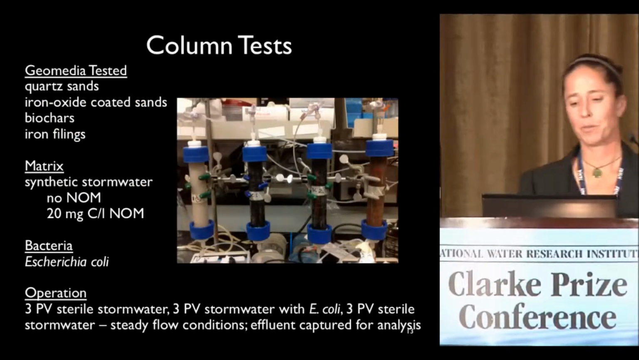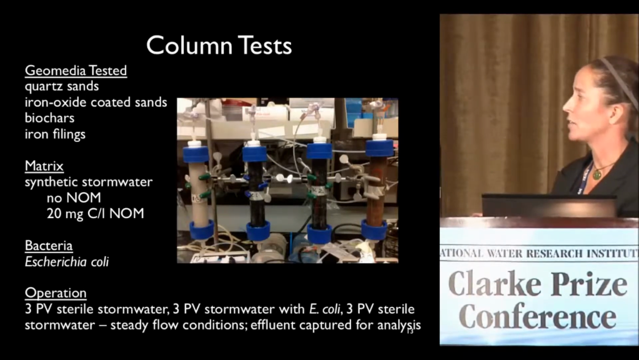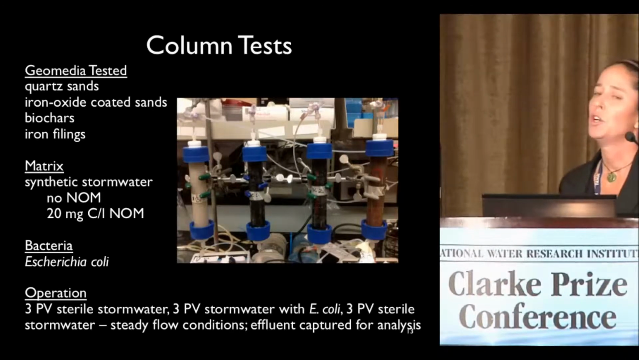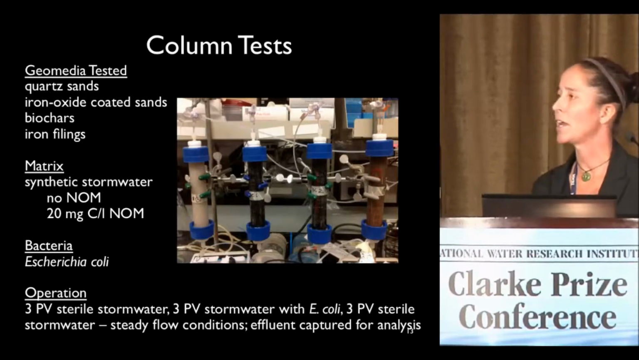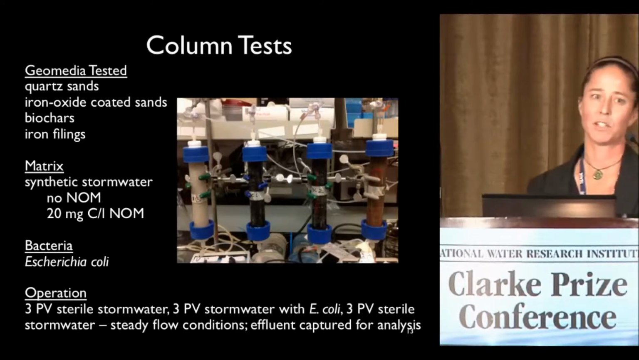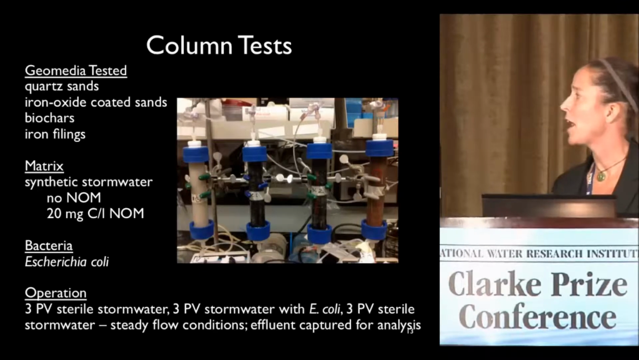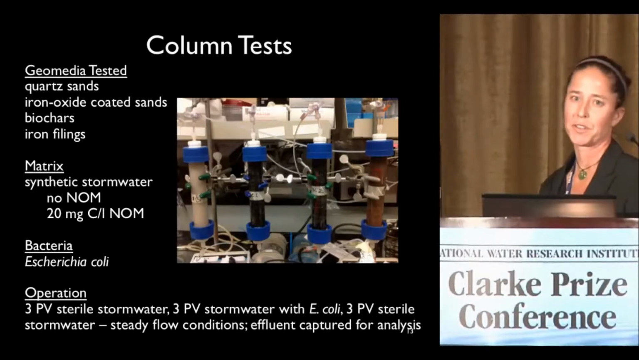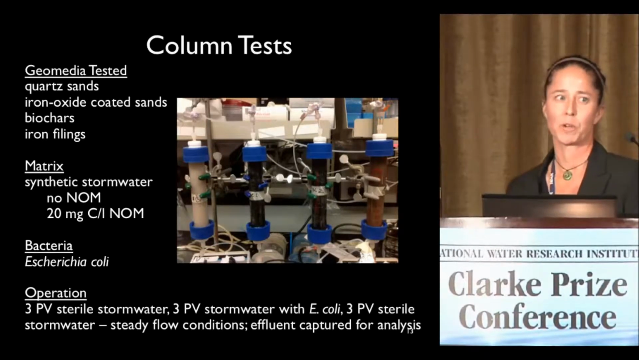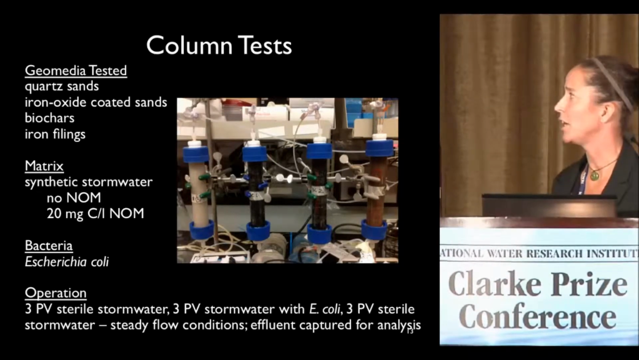So this is how we carried out the work. We did column tests like the ones shown here, which are pretty basic. And we tested different geomedia: quartz sands, iron oxide-coated sands, biochars, and iron filings. We used a synthetic stormwater, which represented a complex mix of ions and nutrients, and it had a relatively high ionic strength. We tested it with and without NOM. We used E. coli as our model bacteria. And the operation of these columns for this first hypothesis was basically to introduce the synthetic stormwater and then introduce the stormwater with E. coli in it and look at breakthrough and see which geomedia removed the most bacteria.